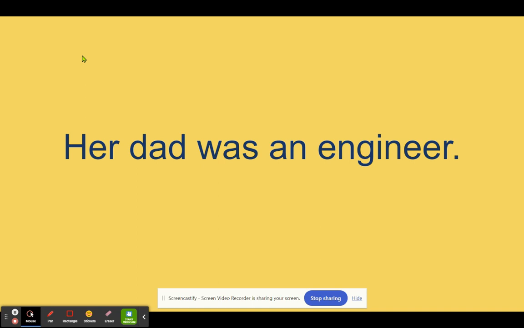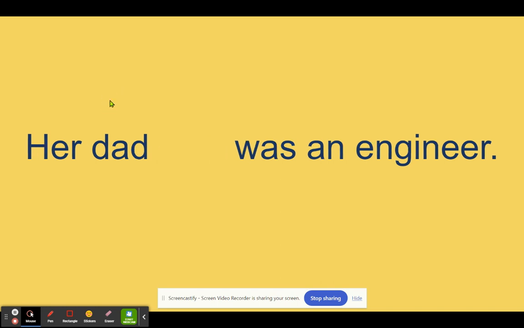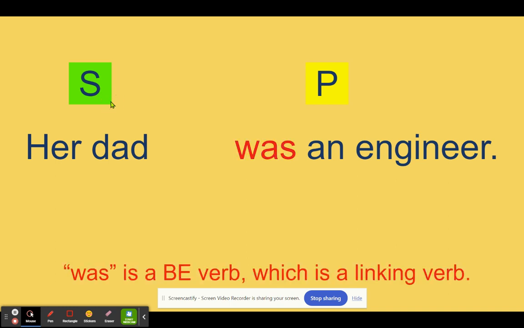So now we have one that instead of an adjective is going to have a noun. Her dad was an engineer. So we'll split that apart. We have the subject on one side, we have the predicate over here, and now our verb is was. So since was is a be verb, it's acting by itself. And engineer, the dad isn't doing anything. The engineer is renaming this subject over here. It's dad. So was is a be verb, which is a linking verb.